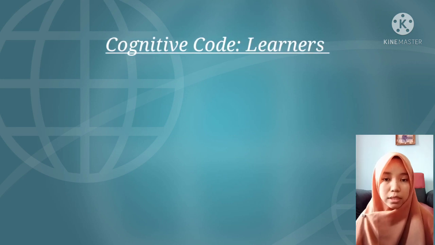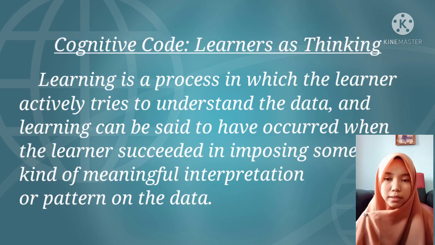Cognitive code, learners as thinkers. Learning is a process in which the learner actively tries to understand the data, and learning can be said to have occurred when the learner succeeded in imposing some kind of meaningful interpretation or patterns on the data.